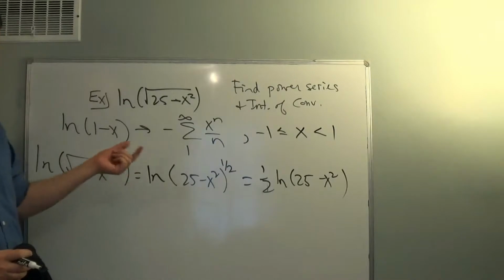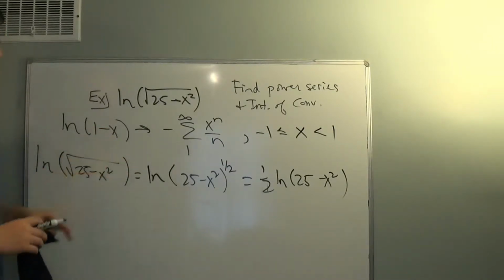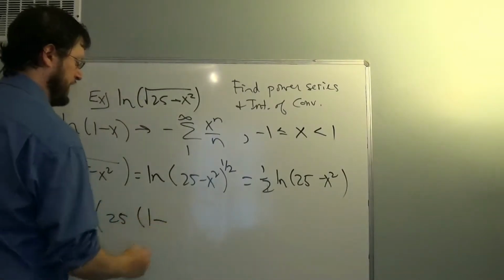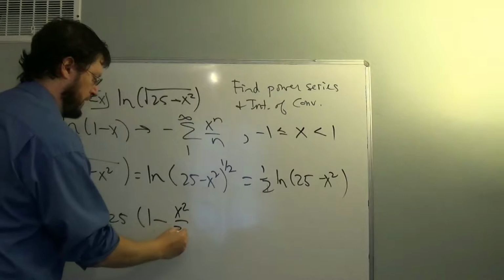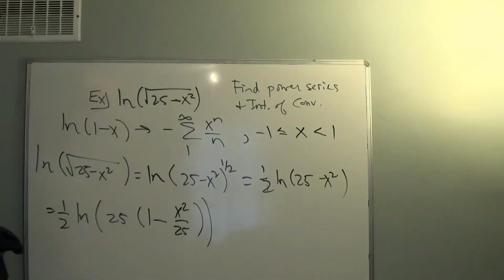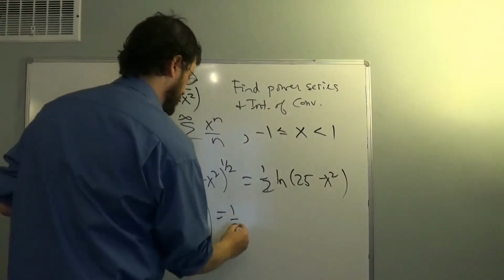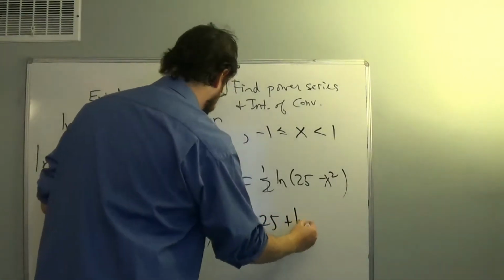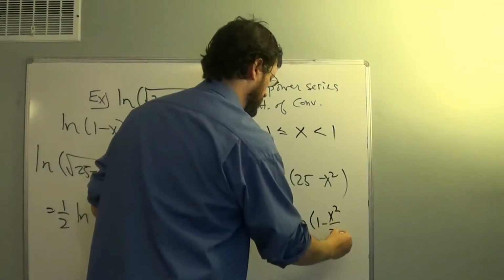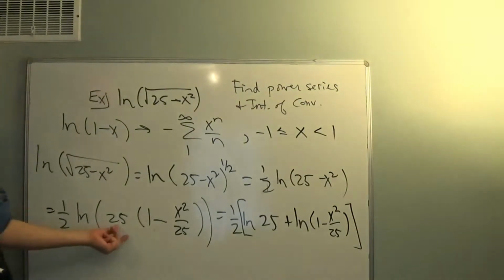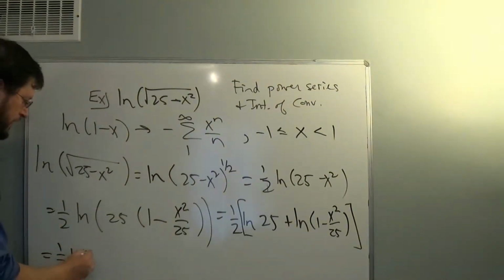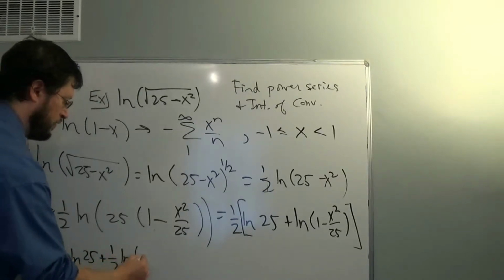So far, so good. We're making it look more and more like this, but we do need a 1. So we'll do something similar to one of the previous examples. We're going to factor that 25 out, even though it doesn't look like it's there. And that makes 1 minus x squared over 25. Now we need to use our log rule, ln of a times b is ln of a plus ln of b. And I can split this product into a sum. So this is 1 half ln of 25 plus 1 half ln of 1 minus x squared over 25.